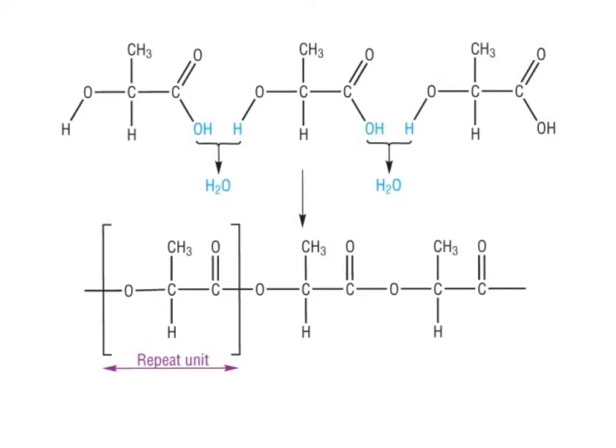So here's another example of how several units might actually join together, so how several monomers might come together, releasing a small molecule each time to produce a polymer chain. So this would obviously be a polyester, this particular example.